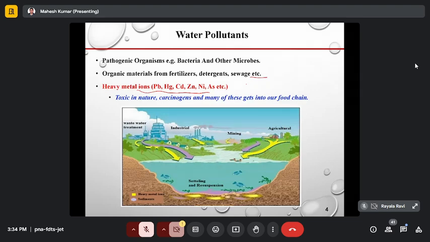We use them in agriculture and in industry; in the textile industry we use lead. These industries do not do proper treatment and release the water without treatment, and somehow it mixes with our water resources. Overall, our lakes and rivers are all contaminated because of these heavy metals.